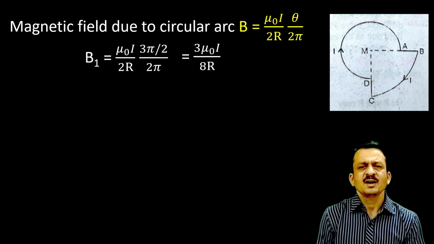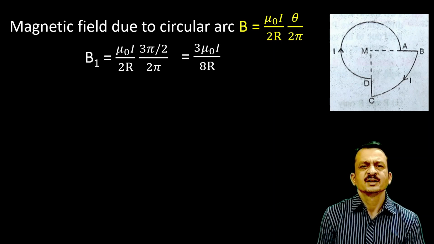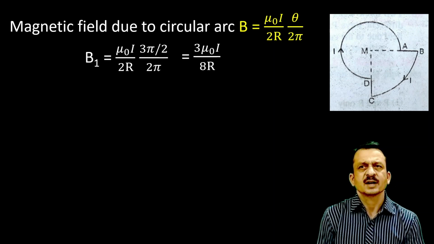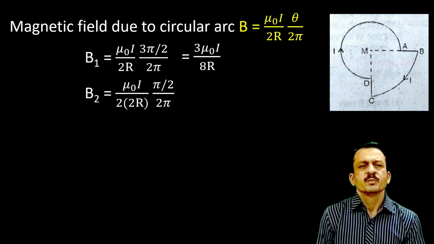Now for the second arc, the current is the same. The only difference is the arc subtends an angle of 90 degrees, that is pi by 2, and its radius is 2r. Therefore B2 is equal to mu naught I divided by 2 into 2r, into pi by 2 divided by 2 pi. Now pi cancels, therefore I get mu naught I divided by 16r.